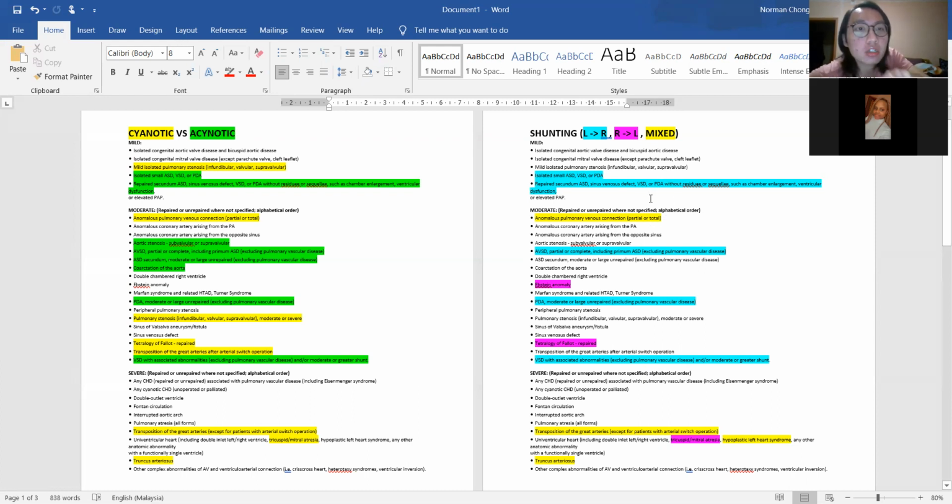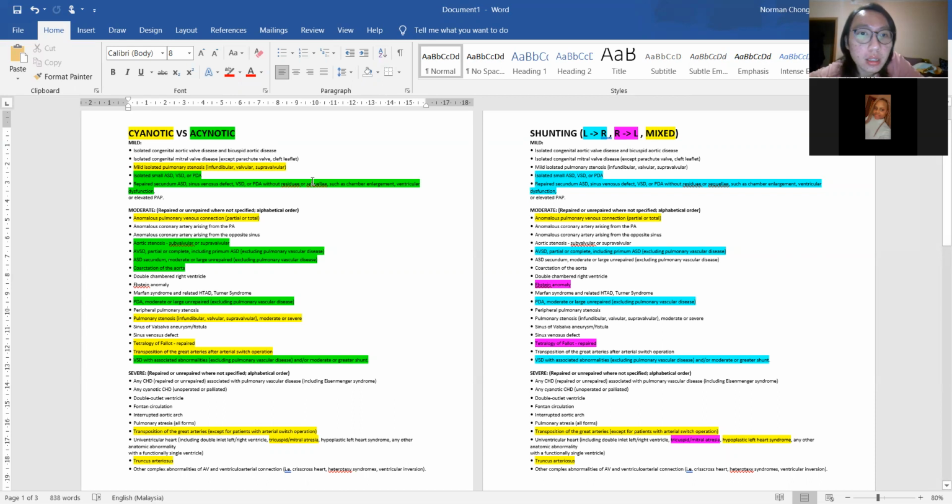If we were to match both of these two pages, if you notice the left to right shunting, it coincides with your acyanotic heart diseases. If you notice the mixed shunting, it coincides with your cyanotic heart diseases.